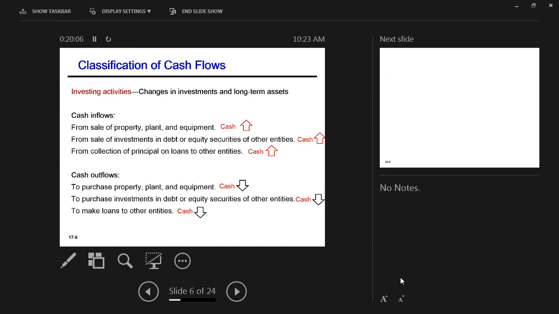So today you give me loan, your cash decrease, but when I return back your money, you receive cash, your cash increase. So this is the cash inflows and outflows for investing activities. And you should know that investing activities is only deal with investment and long-term asset, not revenue, not expense.